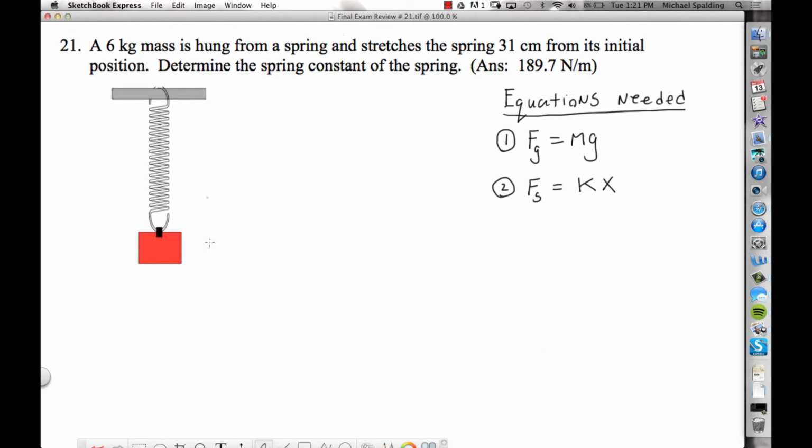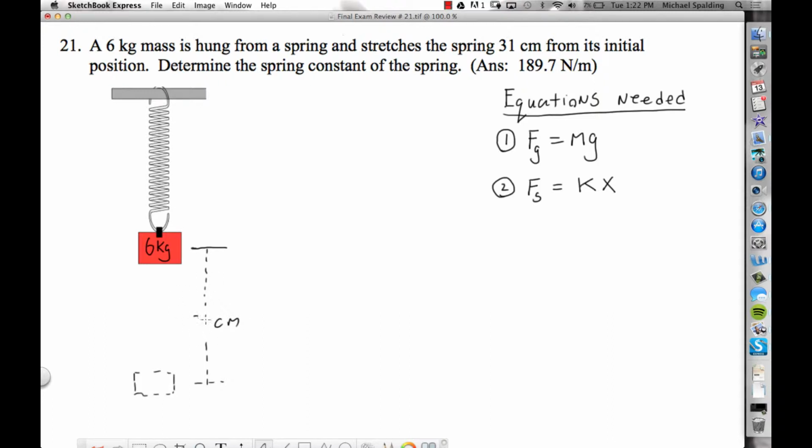Okay, number 21 off the final exam review. We have a 6 kilogram mass, so this guy right here is 6 kilograms, hung from a spring and stretches the spring 31 centimeters from its initial position. So say that when the spring is like this, it's just chilling. It's not being stretched, not being compressed. Along comes this 6 kilogram mass, and it stretches the spring 31 centimeters. So like down to here. So here's the mass down there. It's just stretched now.